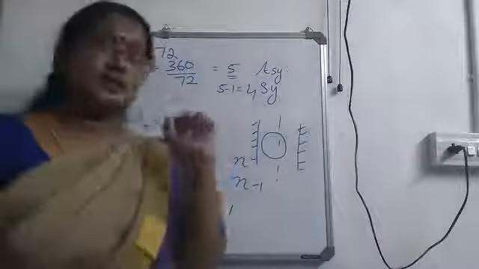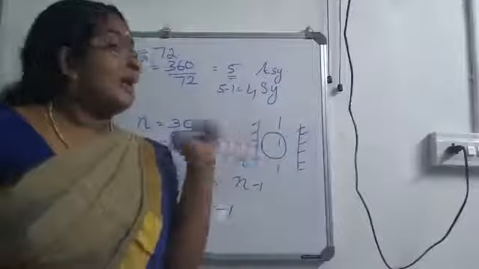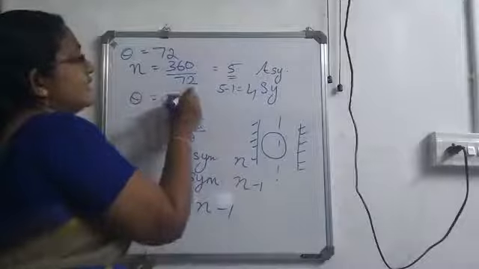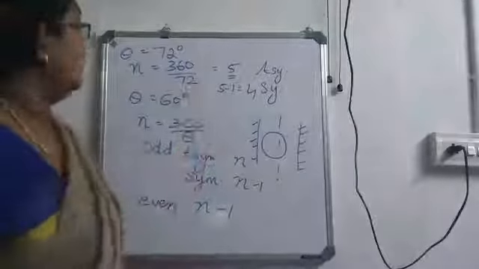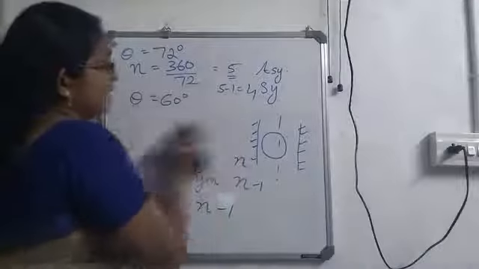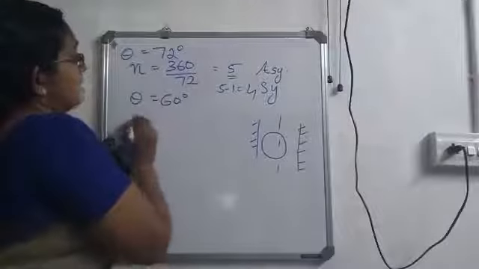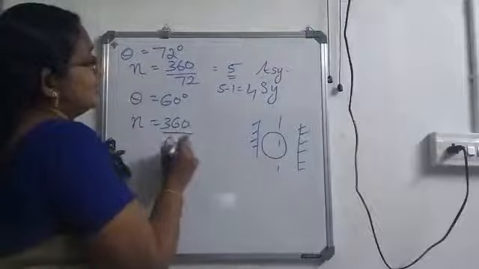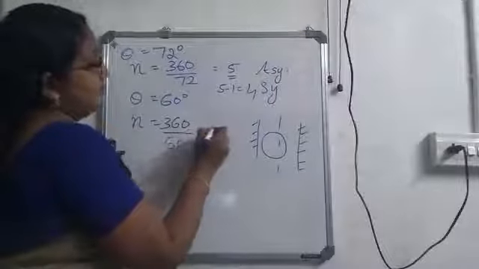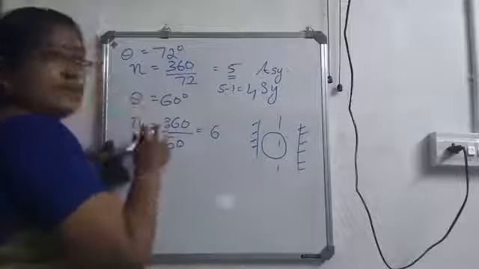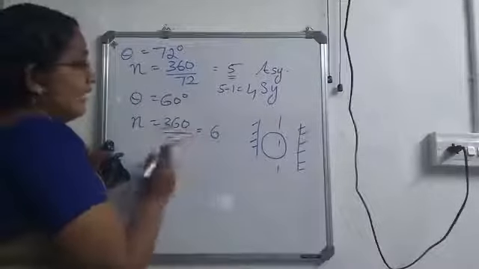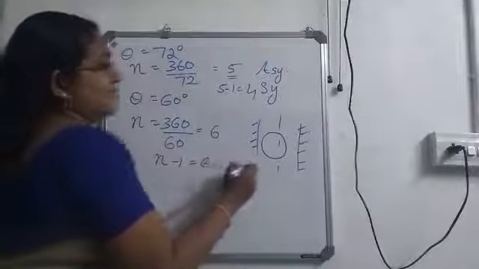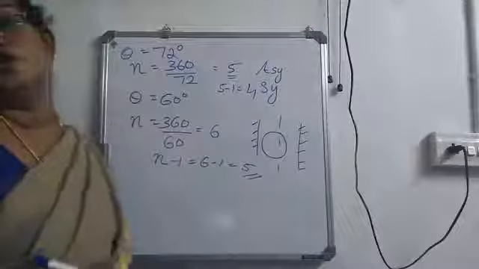Okay, so is it clear? Then, another one: let theta be equal to 60 degrees. Then n is equal to 360 by 60, which is equal to 6. So, if it is an even number, anyway, the number of images will be n minus 1. That is 6 minus 1, which is equal to 5.